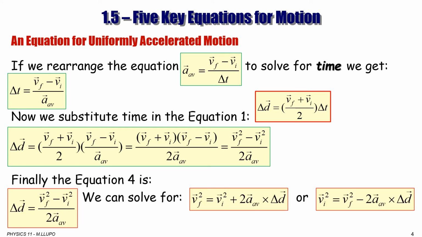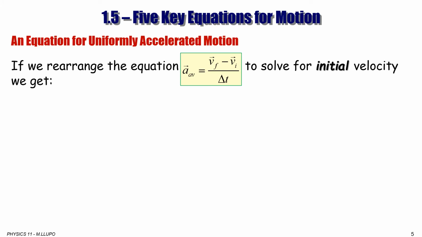And if we want to solve for a different component of equation number 4, we can solve for V final squared, for example. That is equal to V initial squared plus 2 A average times delta D, or V initial squared is equal to V final squared minus 2 A average times delta D.